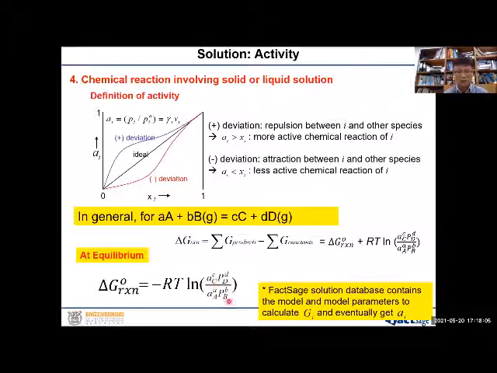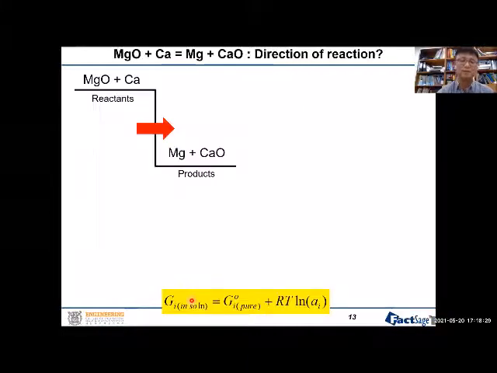I'll show you later, but the thermodynamic database, the CALPHAD type thermodynamic database, contains the equation for the partial Gibbs energy of the species in the solution, and that means we know the activity of species at the given composition and given temperature for the solution phase. So we can calculate this kind of equilibrium condition very easily.